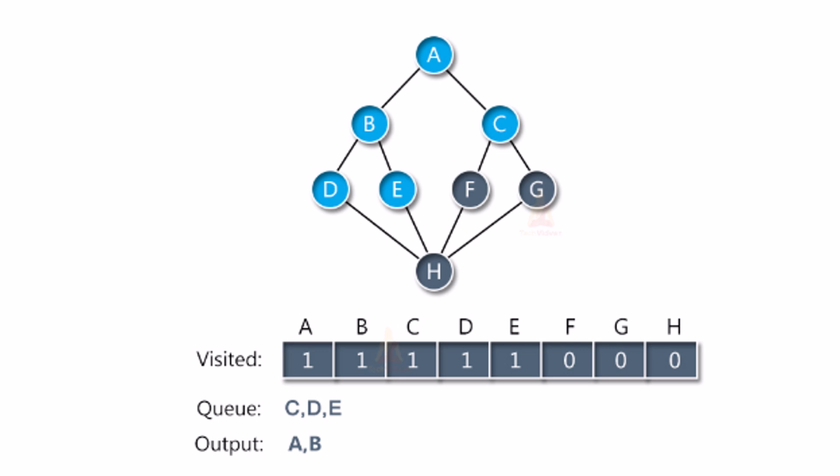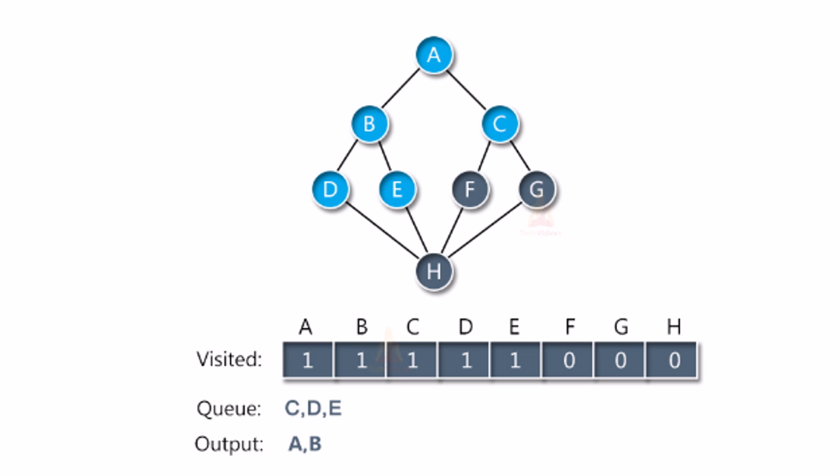So the next one, dequeue the front of the queue, B. And then enqueue the neighbors of B. Neighbors of B are D, E. So D and E are marked as visited. It means the array is placed as 1. So now the front of the queue is C.